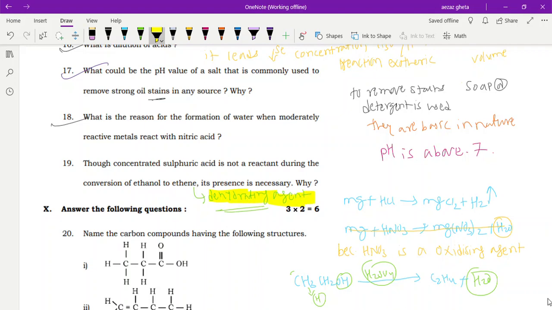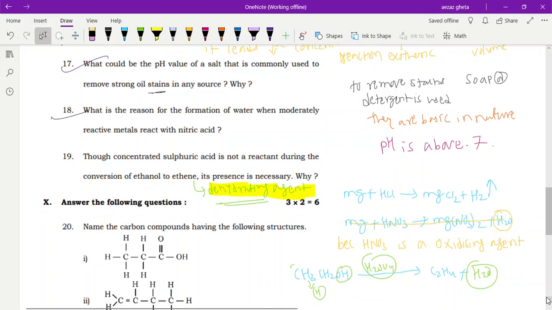The reaction is again not important. They did not ask you to mention or write the reaction. The reason is: because it removes water. You should write that it is a dehydrating agent. Hope you all understood. You will get a proper explanation with correct answers here.